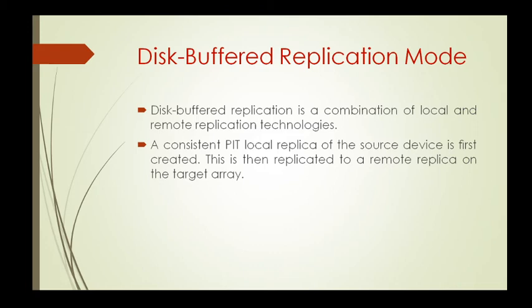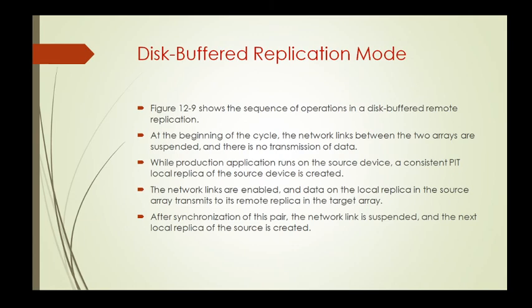While the production application runs on the source device, a consistent point-in-time local replica of the source device is created. Then the network links are enabled and the data on the local replica in the source array is transmitted to its remote replica in the target array. After synchronization of this pair, the network link is suspended and the next local replica of the source is created. Optionally, a local point-in-time replica of the remote device on the target array can also be created.